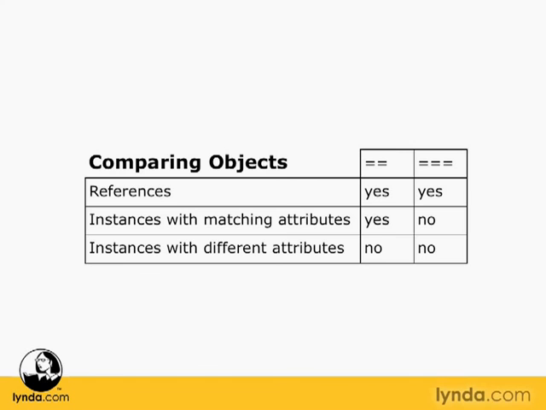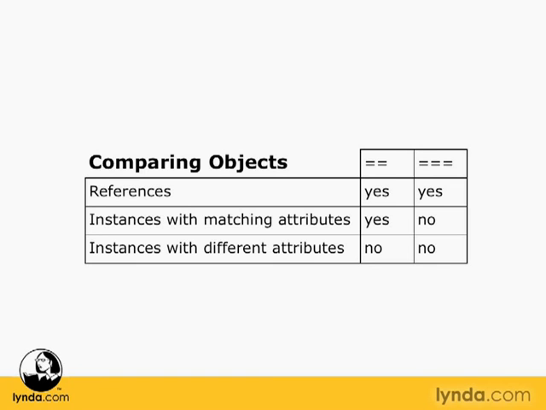So I hope those comparison operators are clear. Just to summarize, when we're comparing objects, two references will always pass both tests, equal equal, and the triple equal, the identity operator. Instances with matching attributes will pass the equals equals test. It'll say, yeah, the attributes are the same. They seem pretty much alike. Doesn't matter if they point to the same data or not. But they will fail the identity test because they don't refer to the same object.